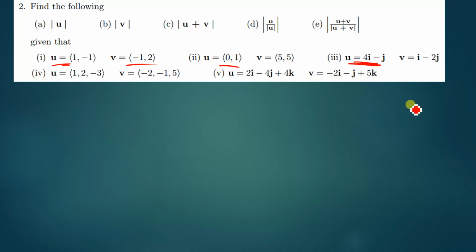Alright, so let's quickly find the magnitudes, and then from there there's this part of addition of vectors. When you're adding 2 or more vectors, you simply just add their corresponding components. And then there's this part of finding the unit vectors, and you find the magnitude of these unit vectors. Alright, so let's quickly move on to solving.